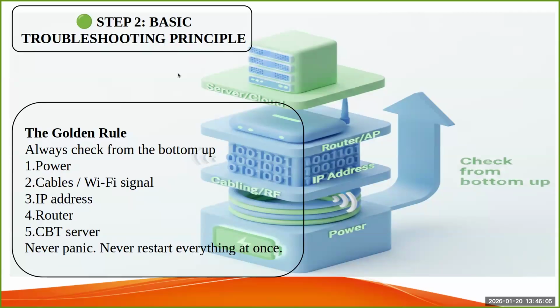The golden rule. Always check from the bottom up. Now, where is the bottom? The bottom is actually the students, the first person. So you check. Student is not able to connect. Why? Is it the child's network card? Is it the child's wireless network problem?